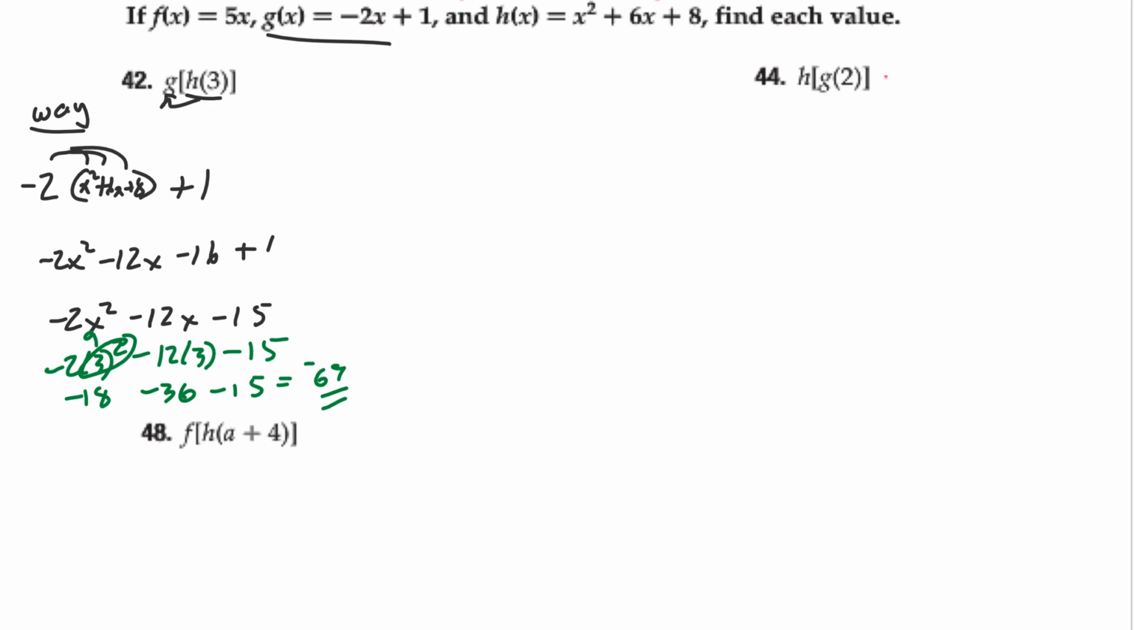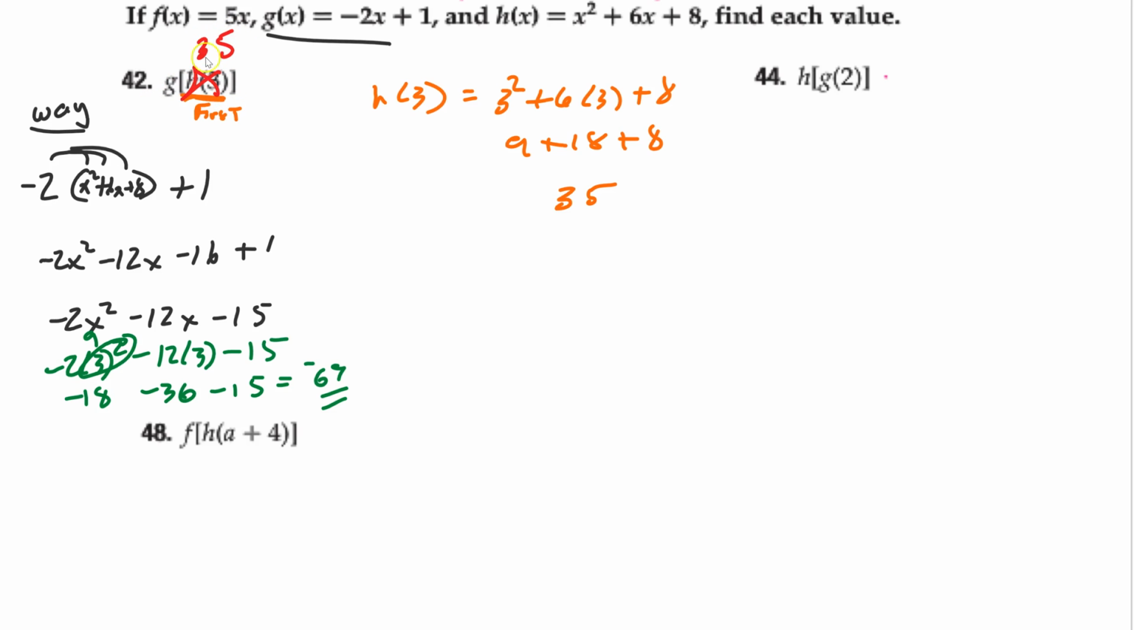So that's the first way of doing it. That's actually not my favorite way, if you couldn't tell. My favorite way is this. Let me erase this real quick. My favorite way is to work inside out. Do the inside first. Let's just figure out what h of 3 is. So h of 3 just means plug 3 into h. So it's 3 squared plus 6 times 3 plus 8. So 9 plus 18 plus 8. So 26, 35. So all that means is h of 3 is 35.